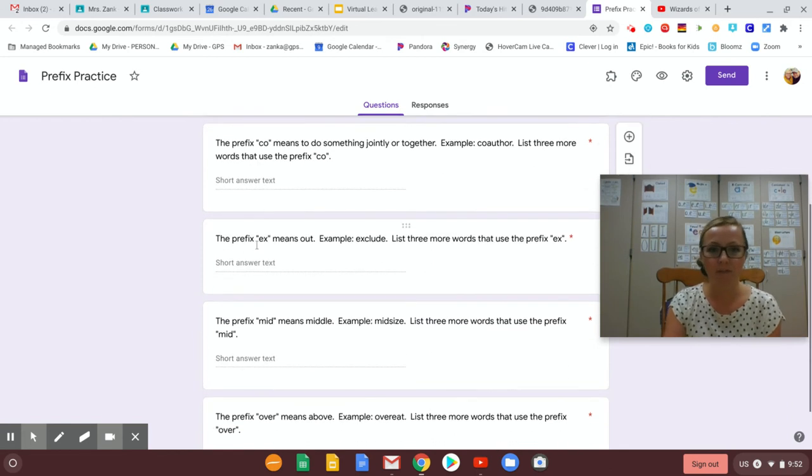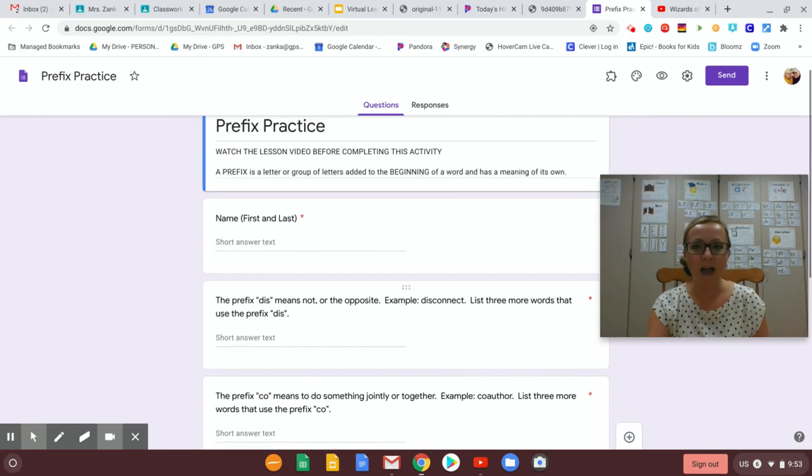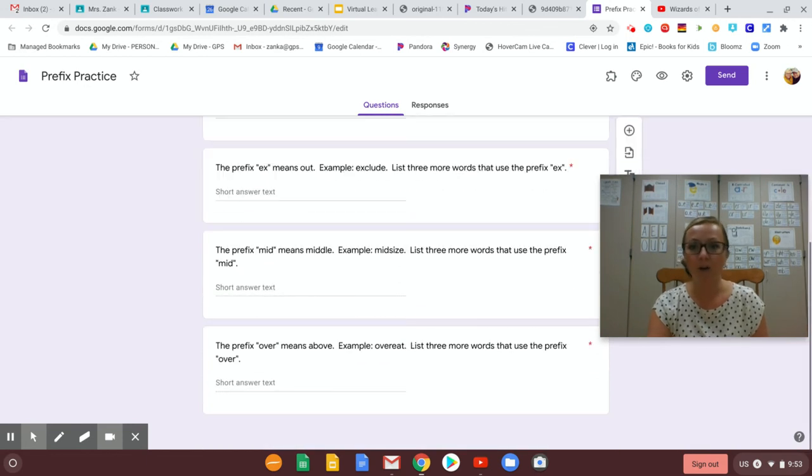And then I keep giving you different prefixes, like the prefix co means to do something jointly or together, like a co-author, 2 people authoring a book together. You're going to think of 3 more words that have the prefix co. All right, so there's 5 of those in total. When you're all done, at the bottom, there will be a submit button. And once you've clicked submit, then I will be able to see your work to review it.